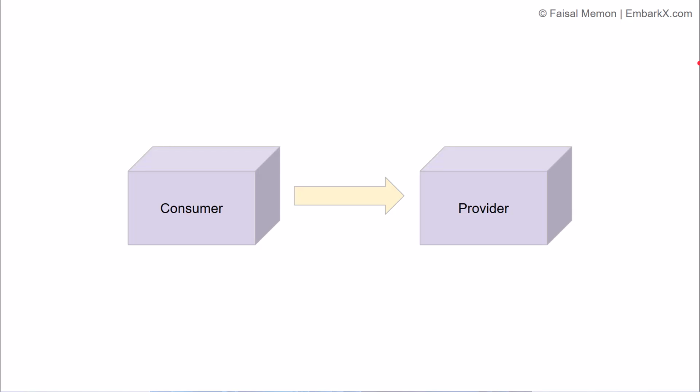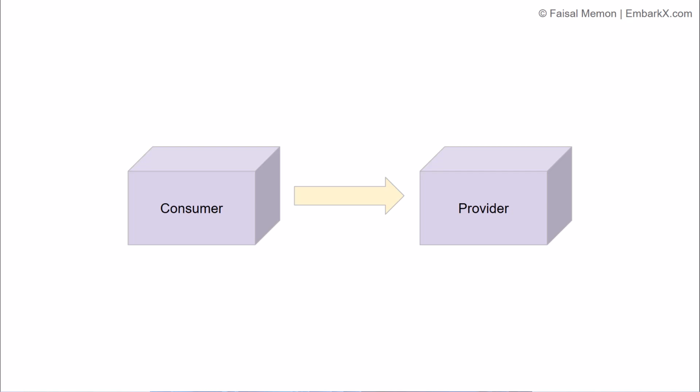So now let's talk about how we are going to have inter-service communication, and for that we will need a couple of projects so that they can interact with each other. Now there are two services that I'm going to create. As you can see over here, I have consumer and then I'll have provider.